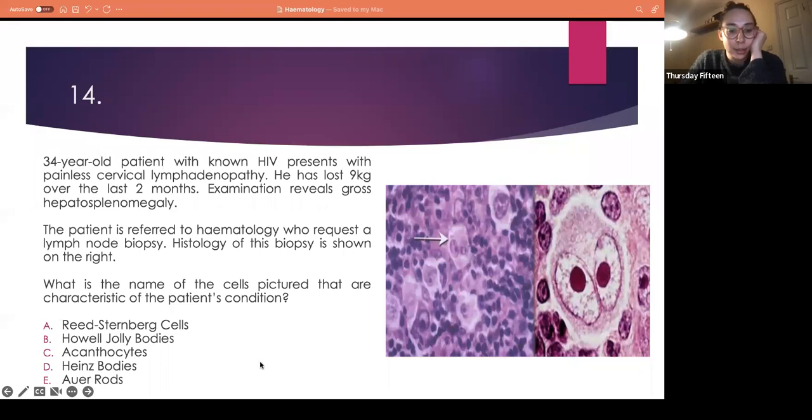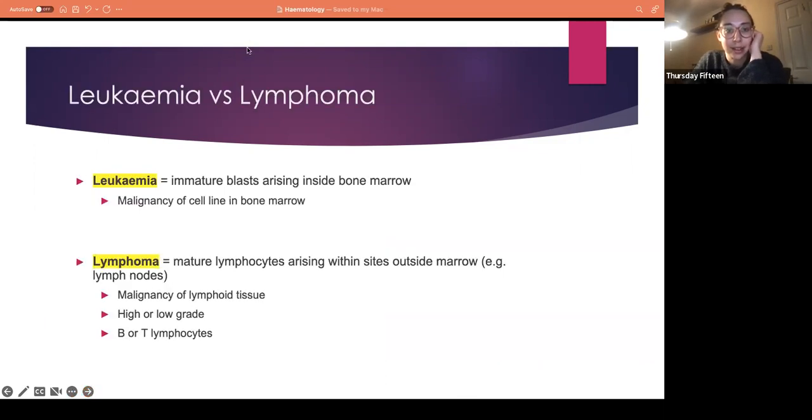So this question is about a man with HIV presenting with painless cervical lymphadenopathy, weight loss, gross hepatosplenomegaly. They've referred to haematology, they've done a biopsy, and this is what the biopsy looks like. What are the cells? You've all smashed it. You've all put Reed-Sternberg cells because this man has lymphoma.